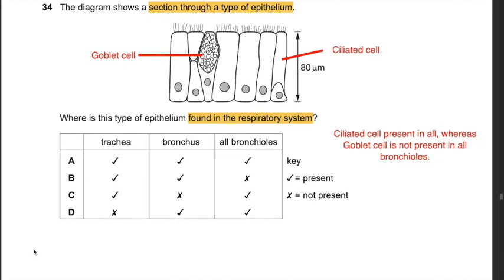Question 34. The diagram shows a section through a type of epithelium. Where is this type of epithelium found in the respiratory system? Now, this is a diagram of a ciliated epithelium which has ciliated cells and goblet cells. If you go through the answers, trachea, bronchus and all bronchioles, ciliated cells are present in all, whereas goblet cells are not present in all bronchioles. Therefore, since the diagram shows both ciliated and goblet cells, it is not present in all bronchioles but only in trachea and bronchus. Hence the answer is B.